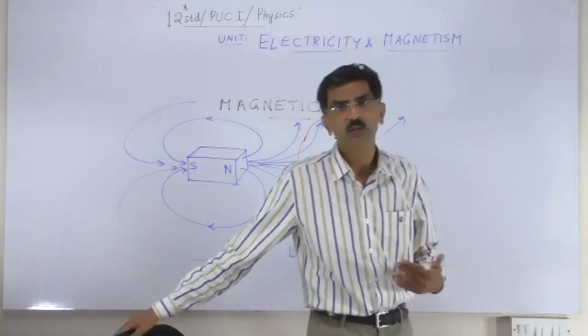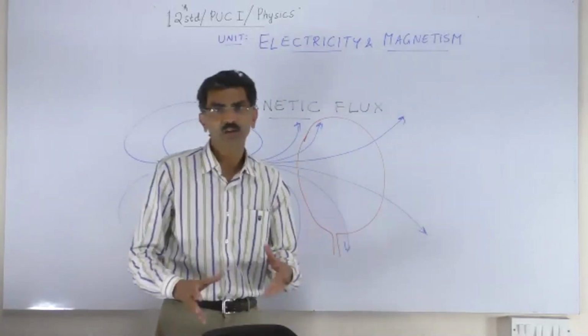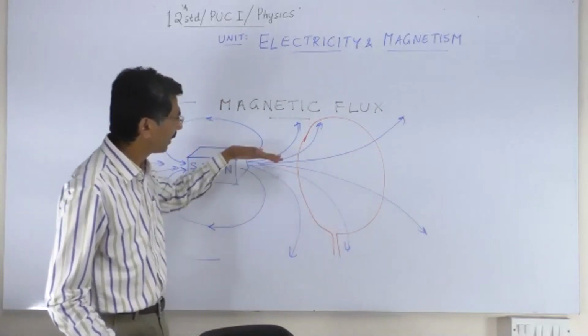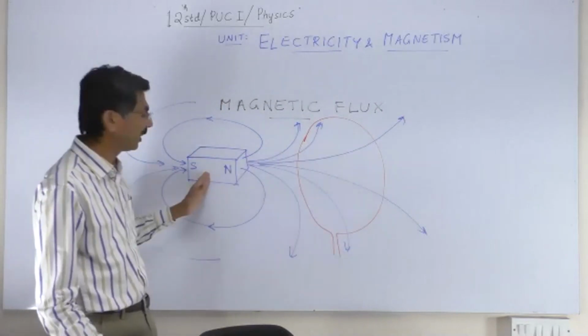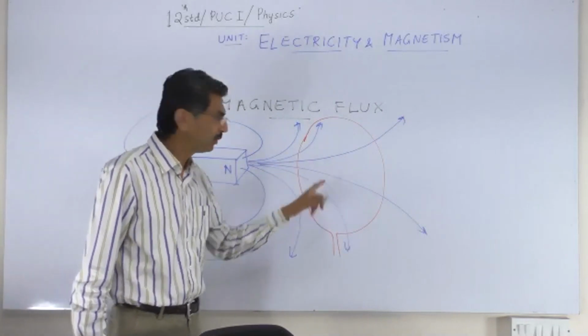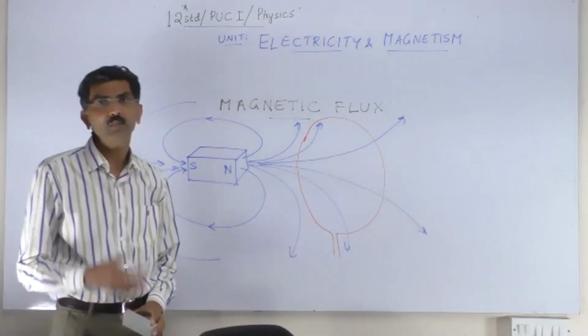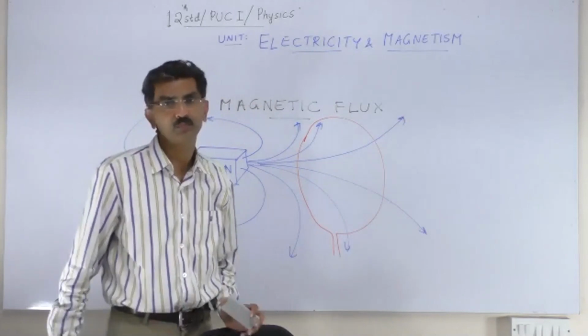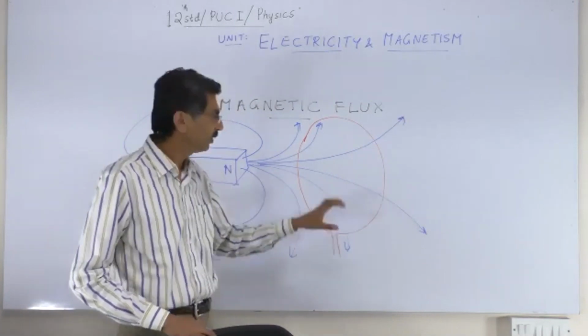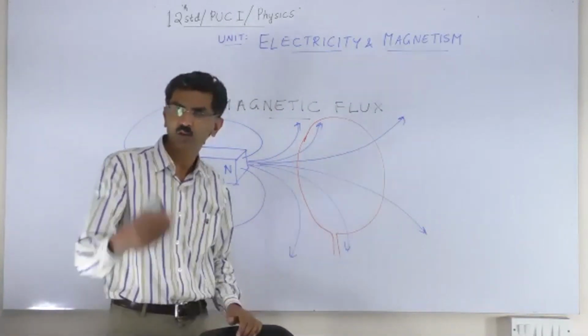Why should we worry about the magnetic lines of force passing through the coil? Well, electromagnetic induction is all about the magnetic lines of force passing through the coil. In this picture, magnetic lines of force are passing through this coil because we have a bar magnet here. The total number of magnetic lines of force passing through this area of the coil is called the magnetic flux. Magnetic flux is the total number of magnetic lines of force passing through this coil, and it depends on many factors.